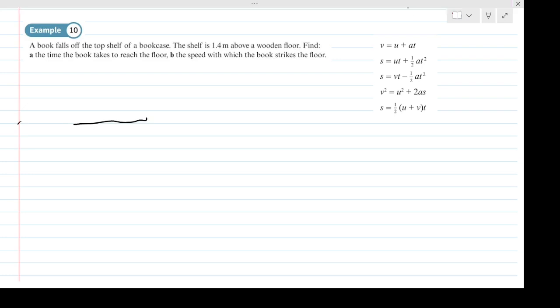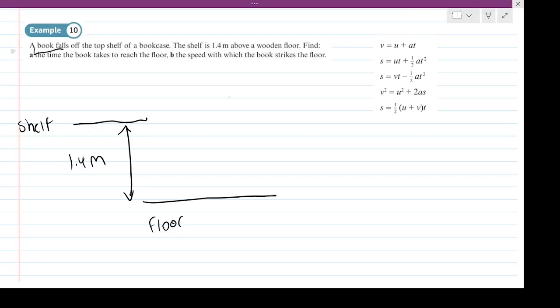And so this is the shelf. And then the shelf is 1.4 meters above a floor. So we have the floor, let's say here. Then the height of the shelf has to be 1.4 meters above ground. And so what's happening is we have this book. I'm just going to draw this little dot here. This book, obviously it goes off the shelf and then it'll come back down and then hits the floor. Okay, that's the idea.